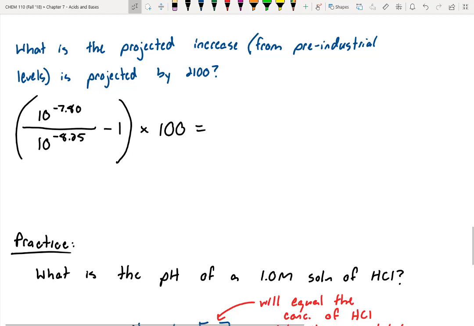Who thinks they got an answer for this one? Anybody want to share their answer? What do you think? Yeah, so about 182% increase, right?